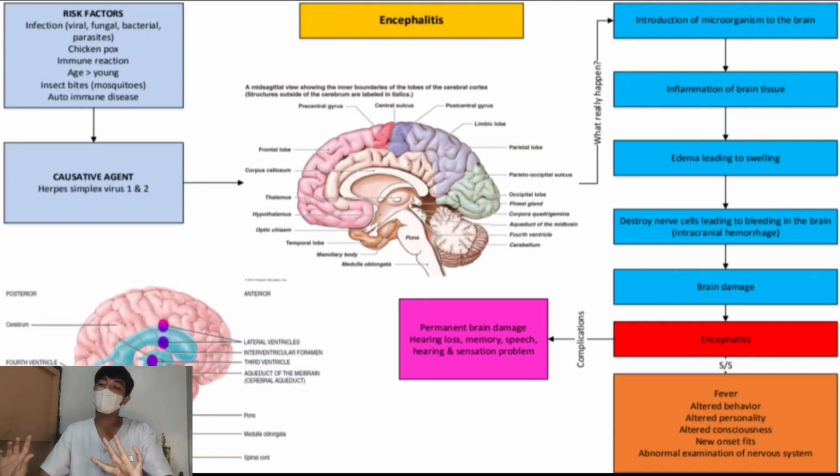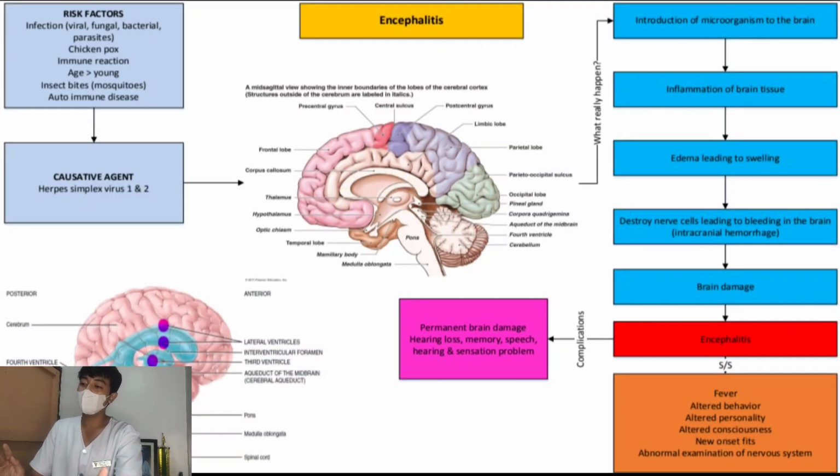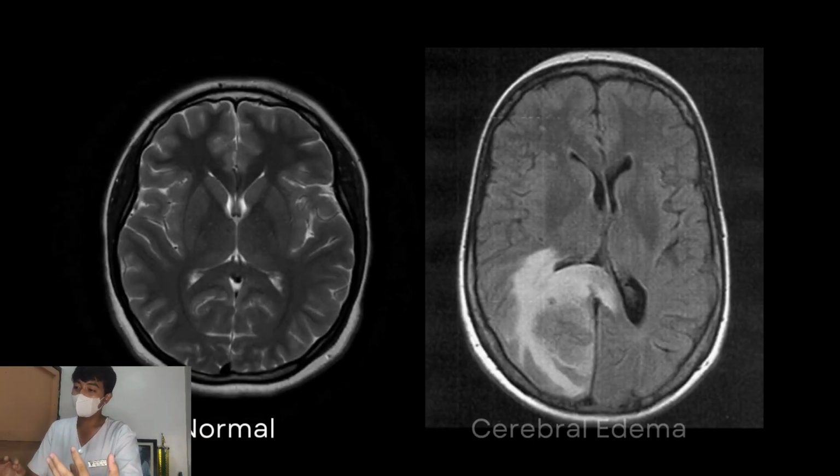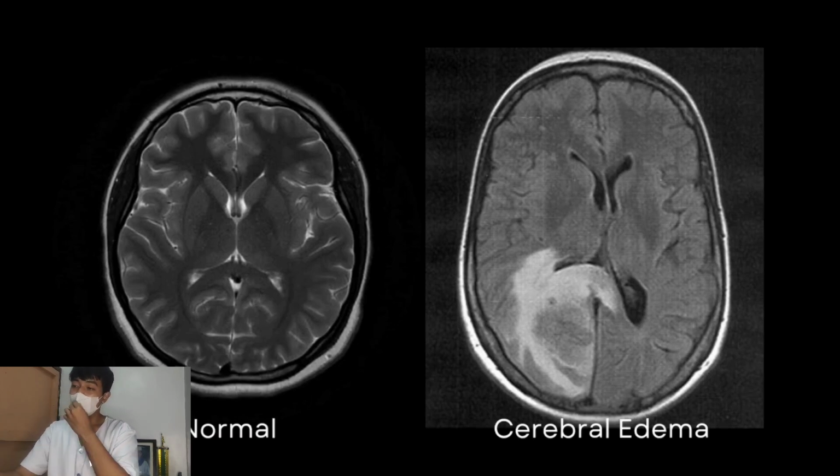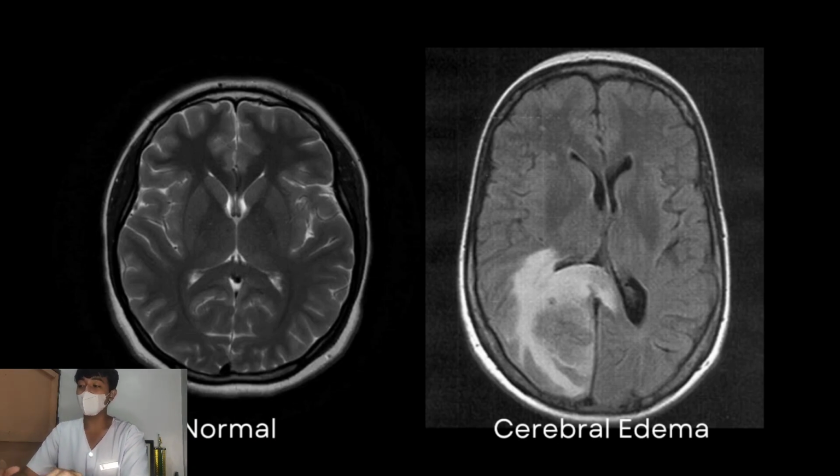So to make it simpler for you, I'll be showing the normal brain versus the brain with cerebral edema. Encephalitis is most often caused by a viral infection which causes inflammation of brain tissue. The brain tissue swells, cerebral edema, which may destroy nerve cells, cause intracerebral hemorrhage, and brain damage.